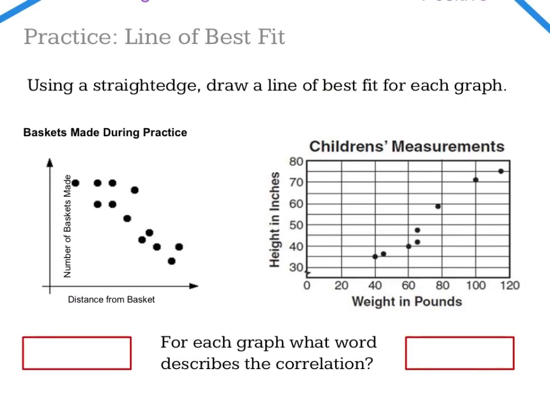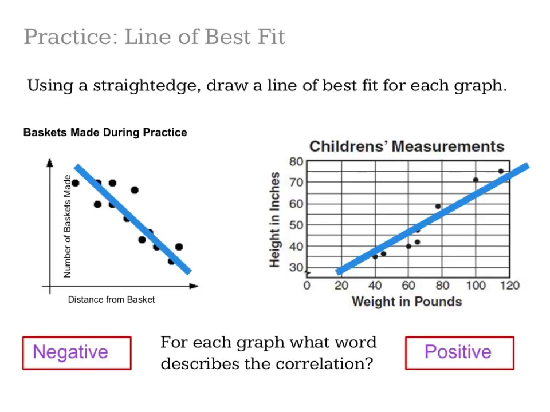Okay, I want you to try practicing drawing a line of best fit using a straight edge. Use your straight edge to draw the line of best fit, and then you're going to answer which type of correlation you can see or estimate from the trend of that line. Go ahead and pause the video now, try those two problems for yourself, then press play again to see if you are right.